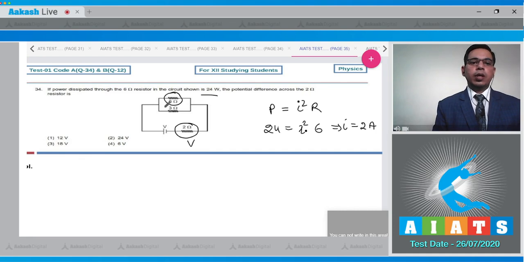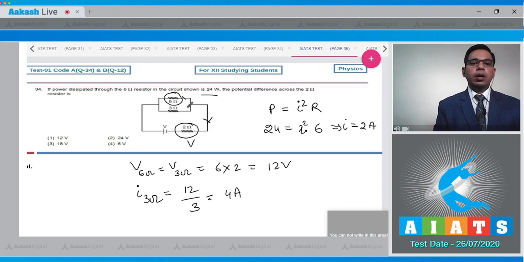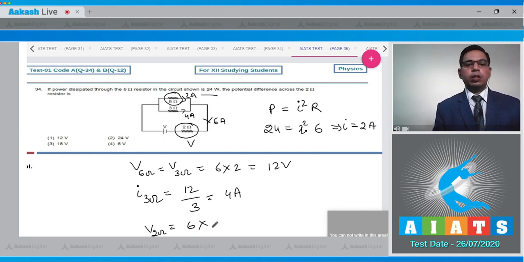Now from here, how much is this potential drop? This will be 12 volt. So V across 6 ohm, that is equal to V across 3 ohm, is 6 into 2, that will be 12 volt. Now the current through the 3 ohm branch will be equal to 12 divided by 3, that means 4 ampere. Here is 2 ampere, and in this branch it is 4 ampere, so 6 ampere current will flow through the 2 ohm resistance. Now voltage across the 2 ohm resistance is equal to 6 into 2, that means 12 volt. Then which option will be correct? Option number 1 will be the correct answer.